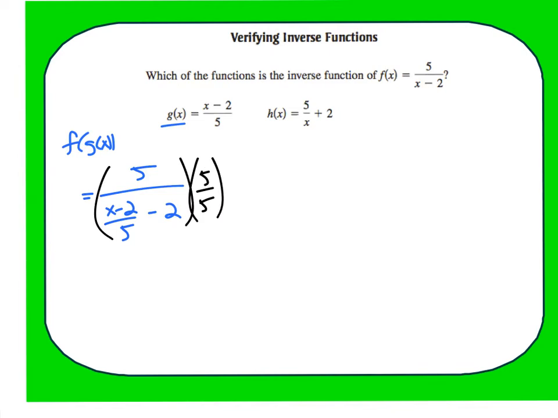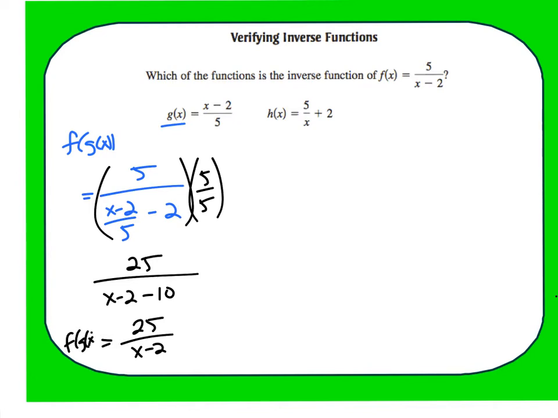So when I multiply by 5 over 5, what do I have up top? 25. That's what I'm talking about. And then when I multiply by 5, I end up having x minus 2. Those cancel. And then minus what? 10. Minus 10, because 2 times 5 is 10. So then on the bottom, I now have 25 over the quantity x minus 2. So that's what my composite is.